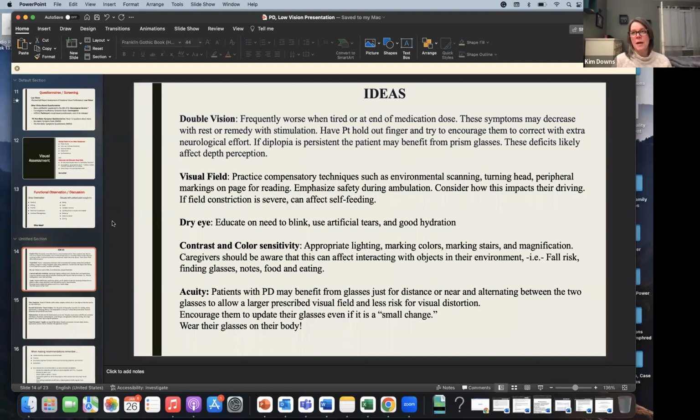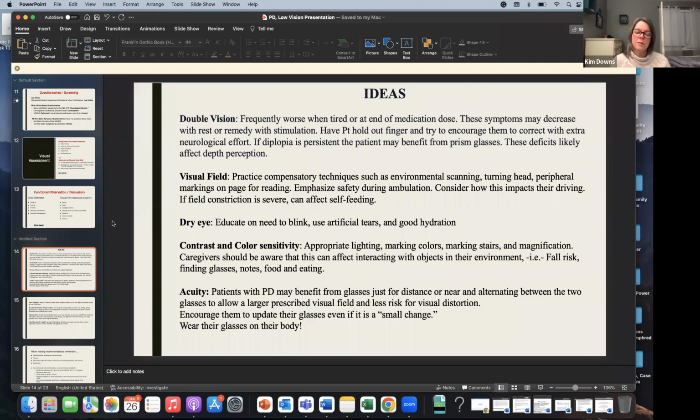So if someone's at 3.5 hours, 3 hours and 45 minutes, and they're tired, especially on top of that, then that's when they're going to be more likely to have the double vision, especially when those doses are wearing off at the end of the day. It can also be a sign that if they're having this issue coupled with other movement issues, they're under medicated.